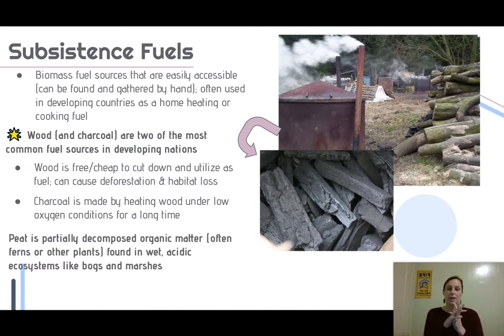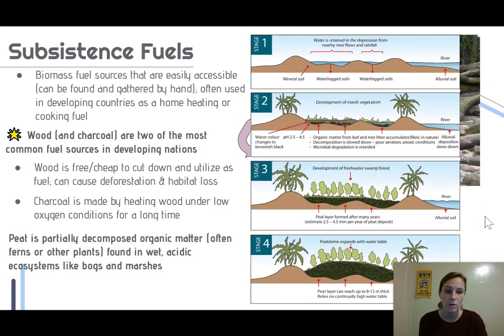So another thing that we have is known as peat. And peat is going to be partially decomposed organic matter, often like ferns or other plants, and it's going to be found in wet, acidic ecosystems like bogs and marshes. So this partially decomposed organic matter, you can dry it out and it can be used as a fuel source. So over time, when you've got these marshes and the vegetation, it's going to be kind of partially decomposing, and that's going to create peat in these areas. And as I said, it can be dried and used as a biomass fuel source.